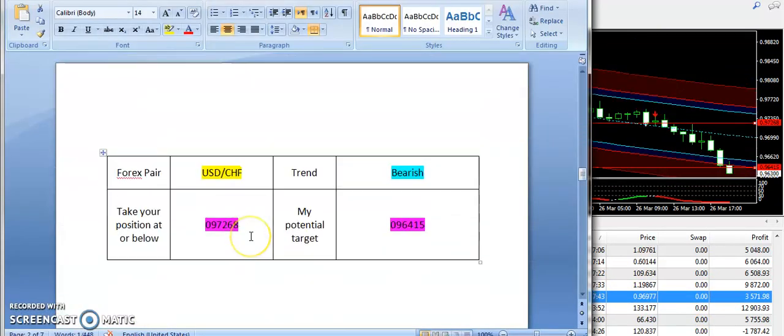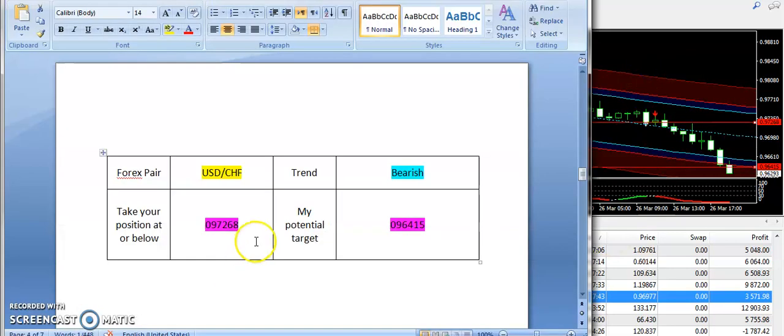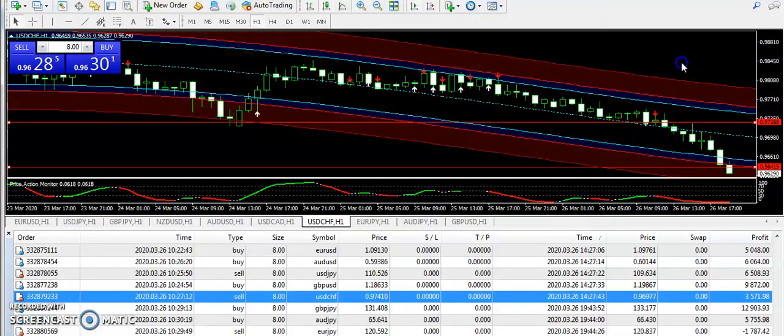Okay guys, when I was making the scalping video, you know that I took a buy position on USDCHF. That's why I am saying that my recommendation is sell for today, and we predicted the downward trend from 0.96268, with 0.96415 as the target price. And you can see we received the downward trend, and the market exactly hit the target price.